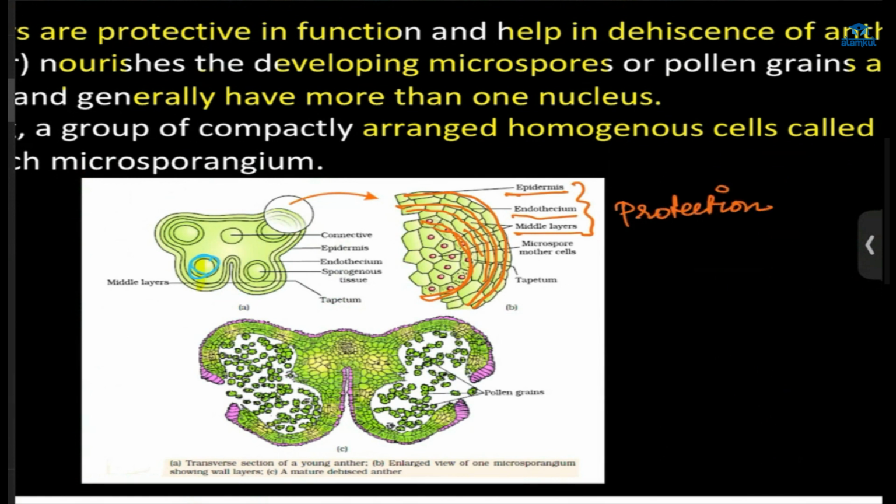After the microspores, the pollen grains mature. For dehiscence also, these layers get thinner and thinner. They will break at some point, and then the pollen grains will come out like this. The tapetum is for nutrition. It provides nutrition for the growing pollen grains.